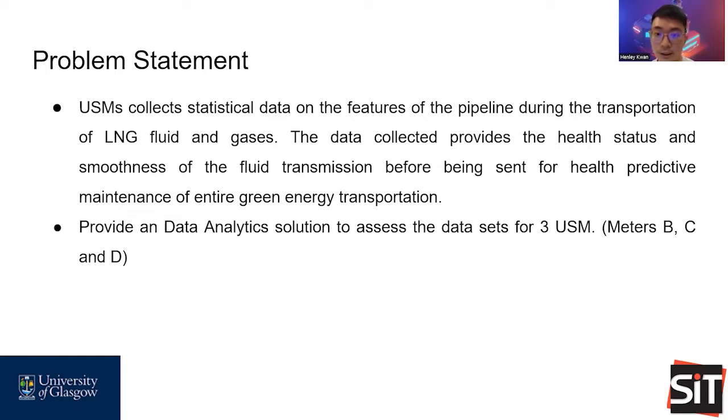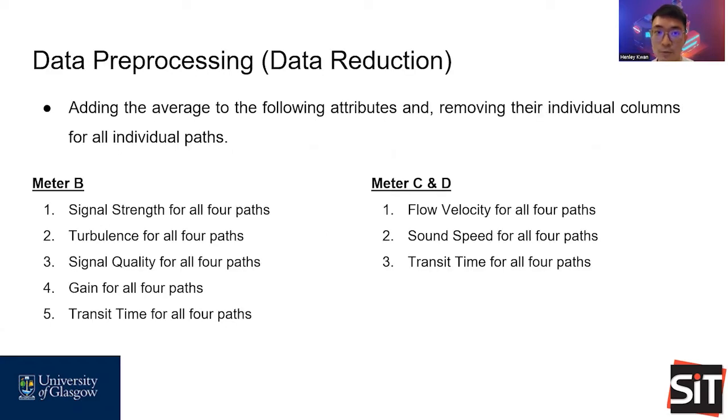So for this project, we actually have access to 3 data sets, meters B, C, and D. Before anything, we need to do data pre-processing. So the first step is to do a data reduction. By adding the averages for the following columns as shown below, we can reduce the data by collating the averages and removing the individual columns of each individual path for the respective meters as shown below.